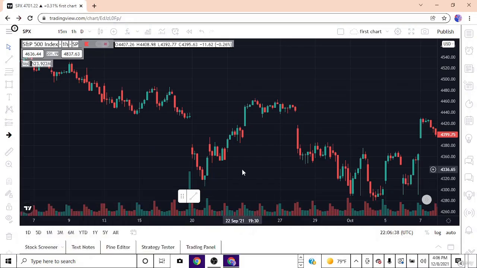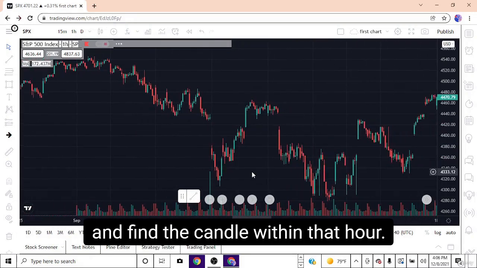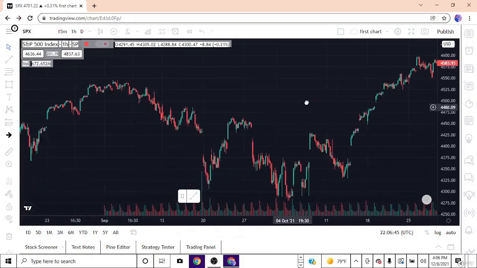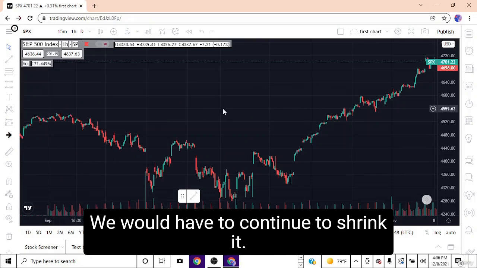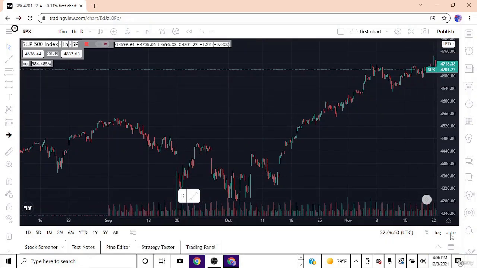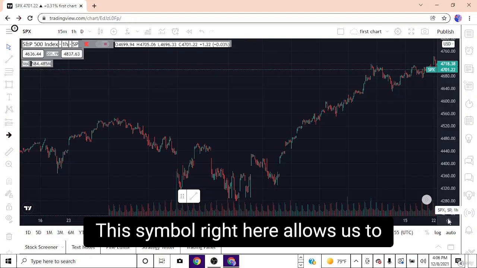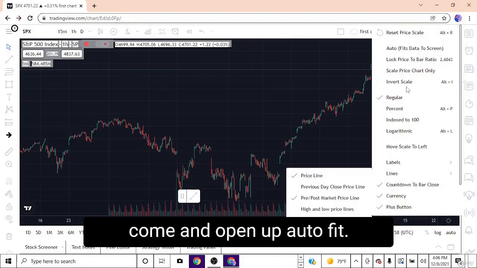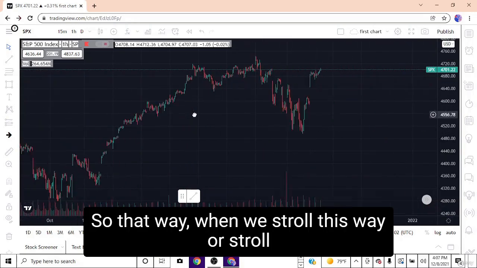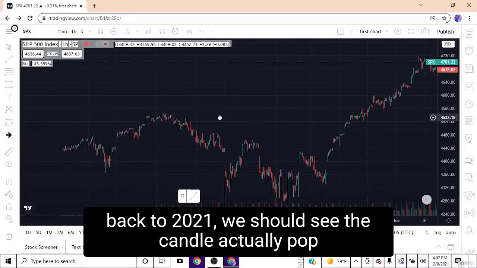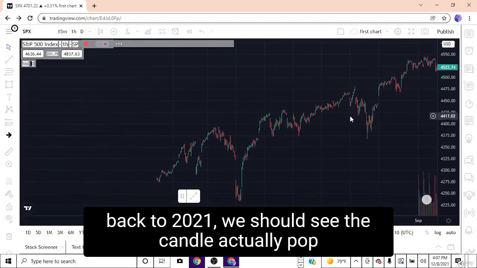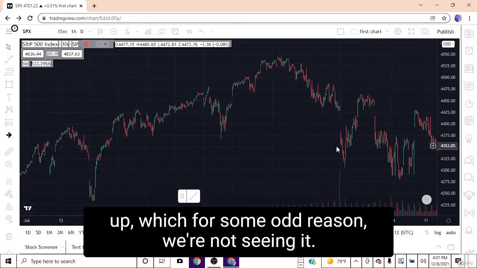Okay. Let's see if we can shrink it and find the candle within that hour. We would have to continue to shrink it. Let's do an auto fit, which is right here. This symbol allows us to open up auto fit. This fits all the data. That way when we scroll this way or scroll back to 2021, we should see the candle pop up, which for some odd reason we're not seeing.